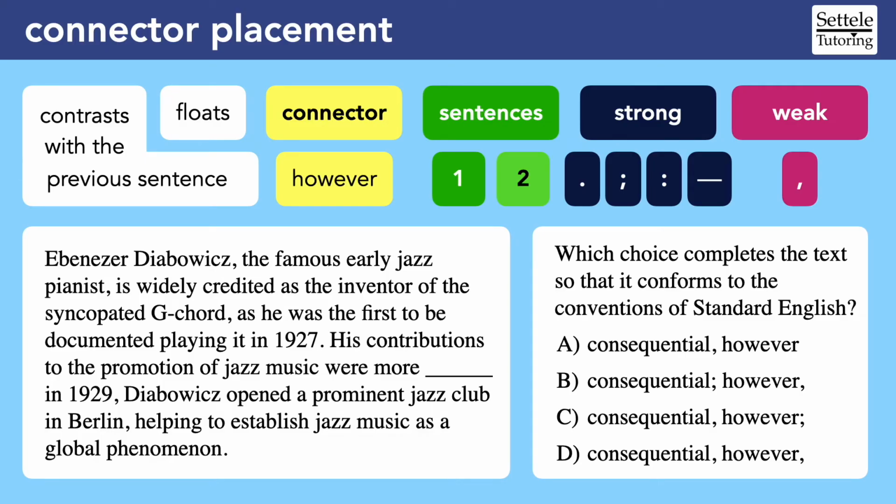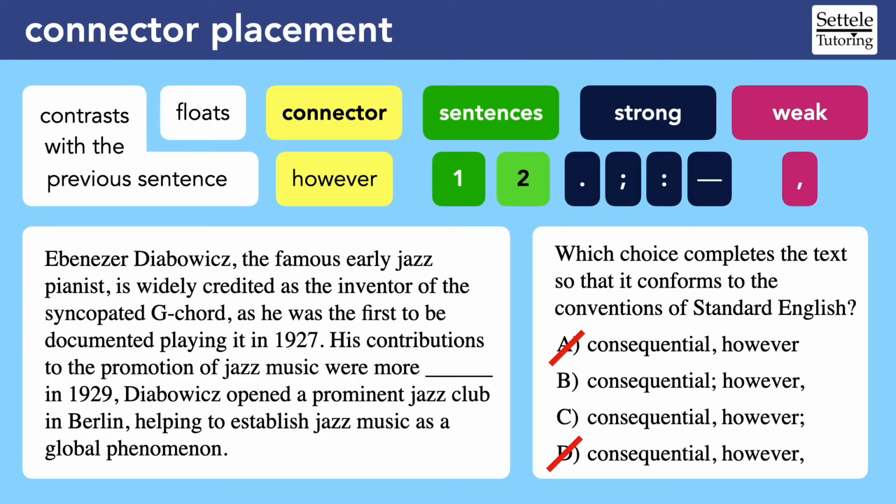When I look at the answer choices, I don't even worry about the "however" at first. Instead, I notice that I'm offered a semicolon in choices B and C, which means that my first priority is checking if I have 2 independent clauses that could be their own complete sentences. I definitely do. His contributions to the promotion of jazz music were more consequential, and, getting rid of some extra clauses, Diabowitz opened a prominent jazz club in Berlin. This immediately lets me cross out choices A and D because the commas are too weak to join the independent clauses. Now I can turn my attention to the connector placement rule.